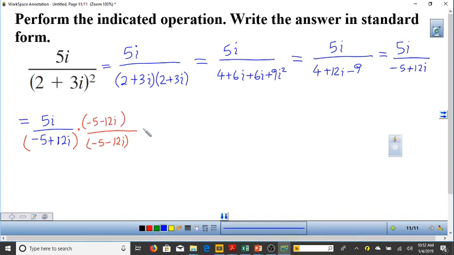So when I distribute the top, I get 5i times negative 5 is negative 25i. And 5i times negative 12i is positive 60i squared. Denominator, multiply by conjugate, so I get the square of negative 5 plus the square of 12.